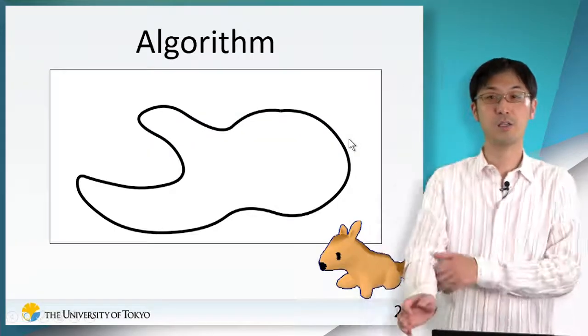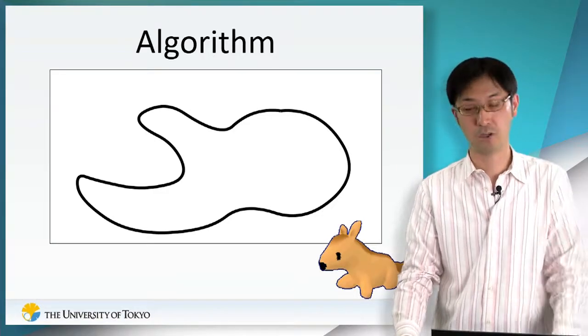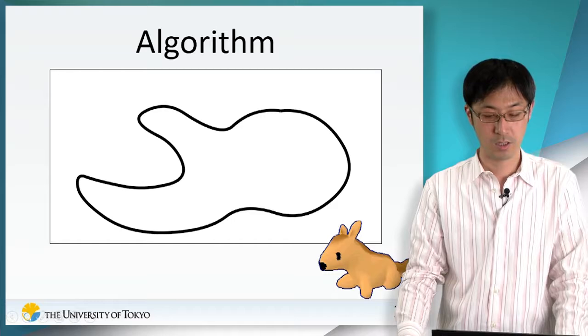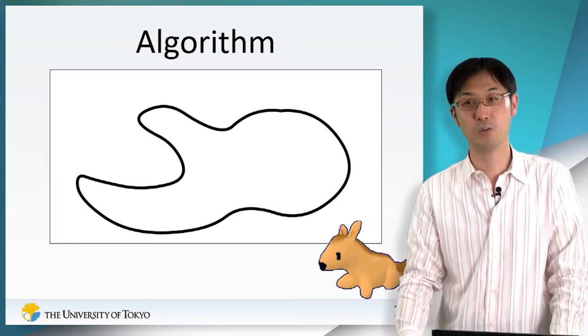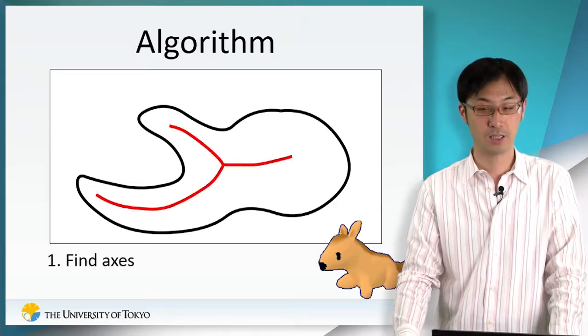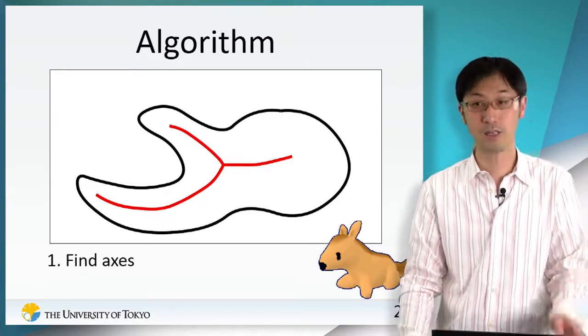So let me describe the algorithm a little bit. So here's an overview of the algorithm of inflation. So this is 2-dimensional user input. And then the first thing the computer does is identify an axis or skeleton of this closed domain, so the center line.